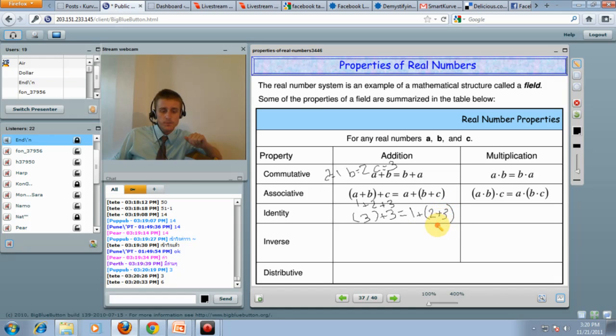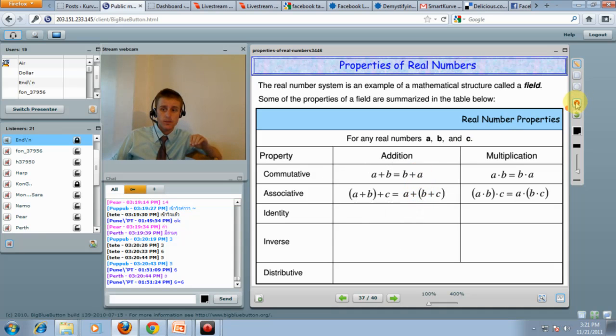What is 3 plus 2? Correct. 5. So we have 3 plus 3 equals 1 plus 5. Correct. Both sides equal 6. All this rule says is it doesn't matter the order of the real numbers. They will both equal 6. You guys are correct. 6 equals 6. Even if you change these numbers for other real numbers, both sides will equal the same thing.